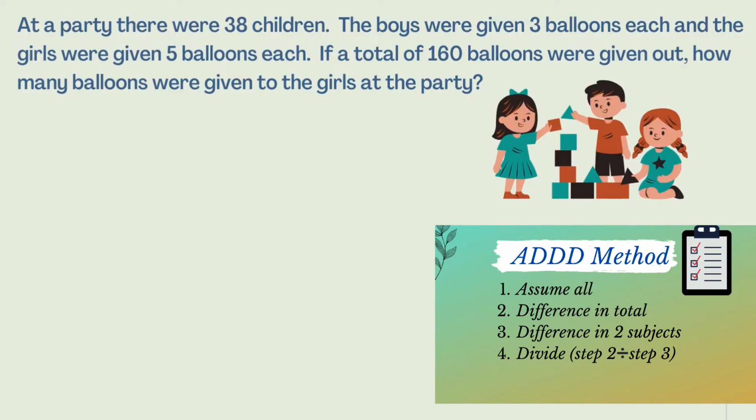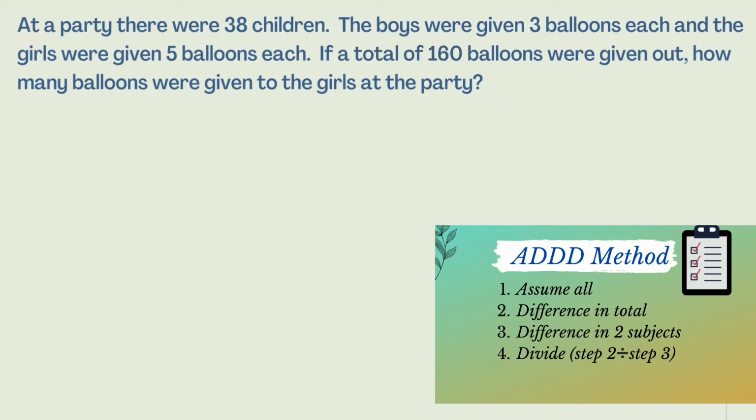Some of you might still feel puzzled about this method. Let me give you one more example. At a party, there were 38 children. The boys were given 3 balloons each, and the girls were given 5 balloons each. If a total of 160 balloons were given out, how many balloons were given to the girls at the party?